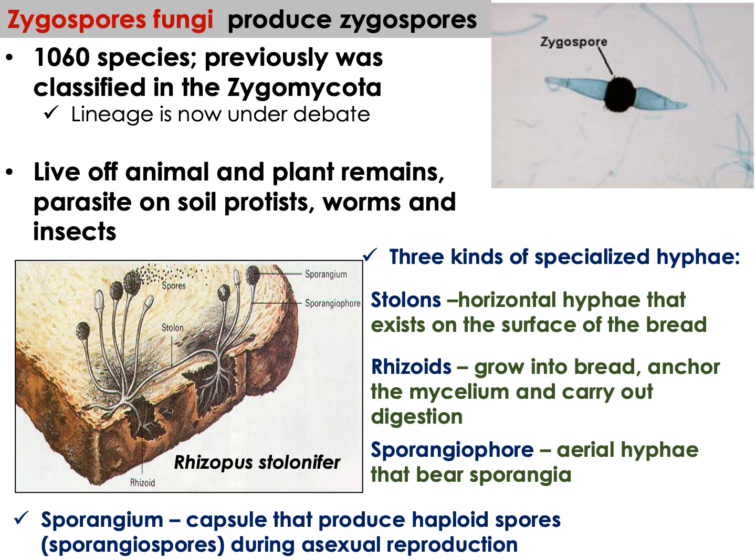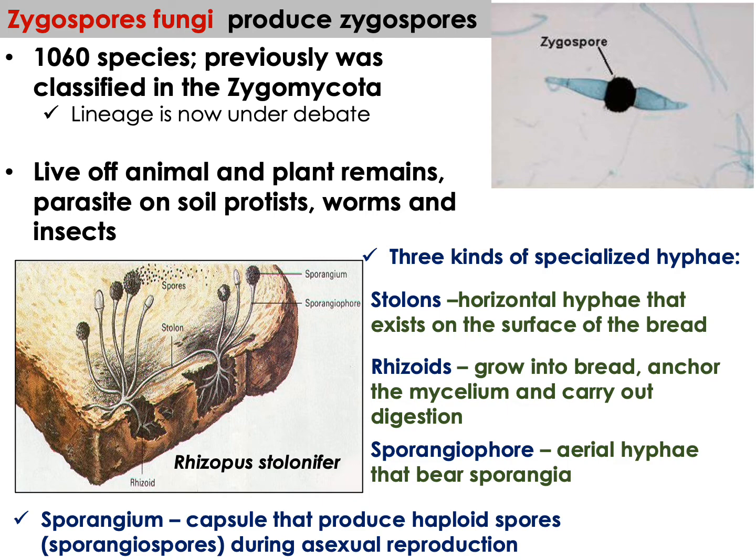Okay, next we go on to the zygomycete fungi, which produce zygospores. There are 1060 species, previously classified in the phylum Zygomycota, but the lineage is still under debate. They live off animal and plant remains and are parasites of soil protists, worms, and insects. One example is kulat roti, which is Rhizopus stolonifer.